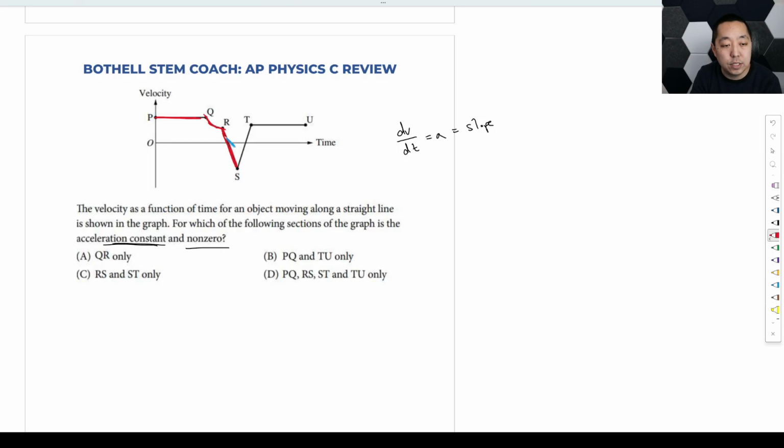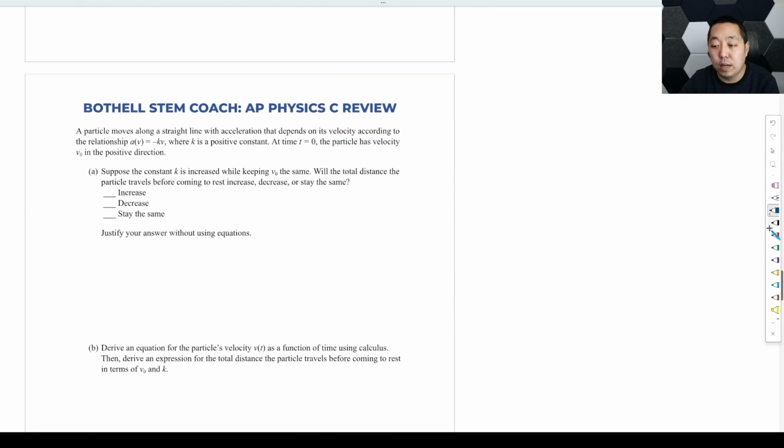So R and S has a constant slope. T and U has a constant slope that's non-zero. So RS and TU have a straight line. So not this one, this one, only R and S and T and U. So RS and TU, right? Like those right there. Let's look at a couple of FRQ problems.